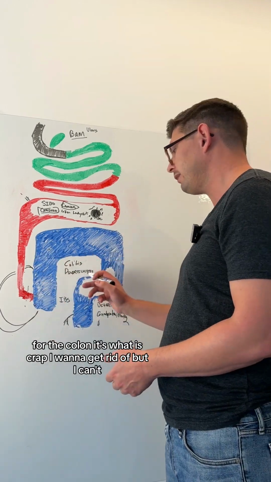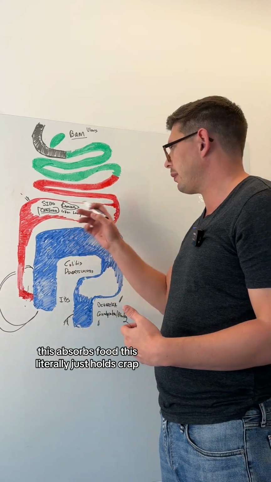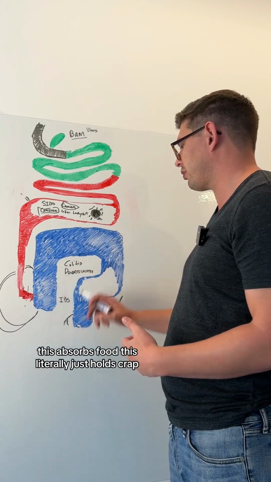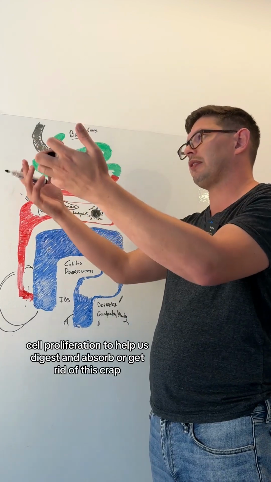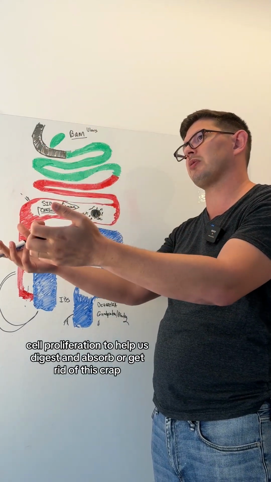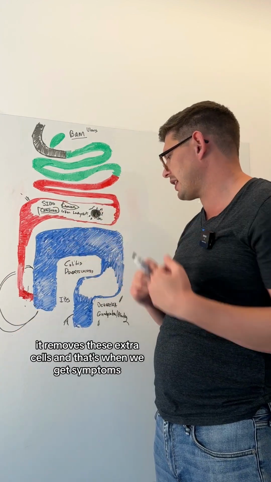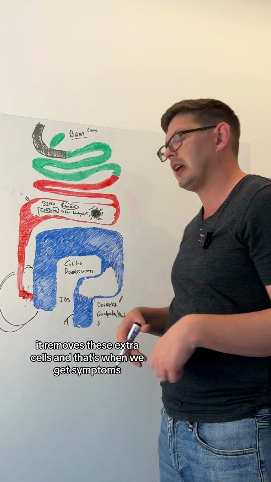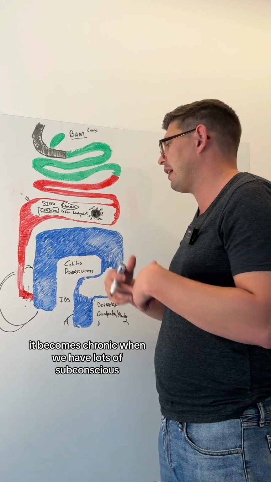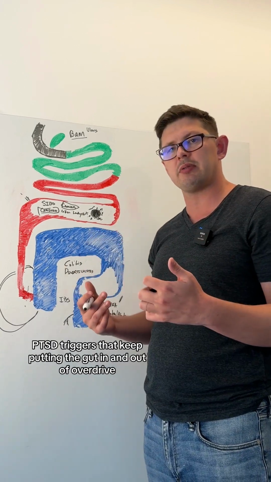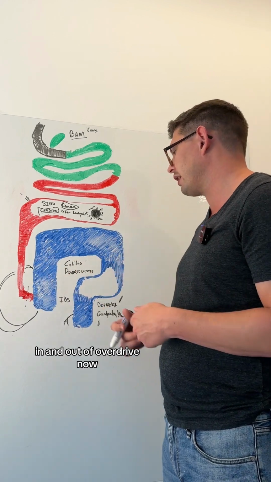For the colon, it's what is crap I want to get rid of, but I can't. This absorbs food. This literally just holds crap. So colitis, same deal here. Cell proliferation to help us digest and absorb or get rid of this crap. And then when it gets resolved, it removes these extra cells, and that's when we get symptoms. And it keeps going on and on. It becomes chronic when we have lots of subconscious PTSD triggers that keep putting the gut in and out of overdrive, in and out of overdrive.